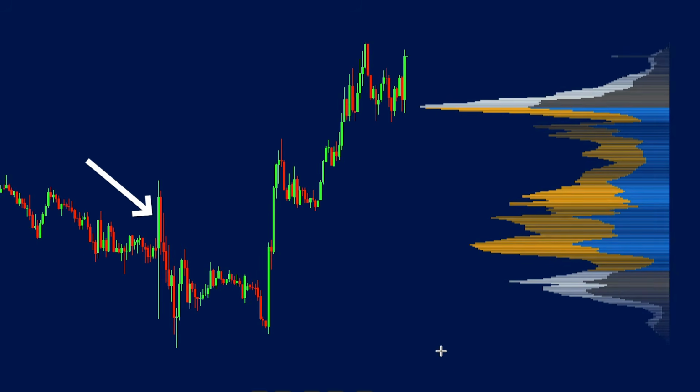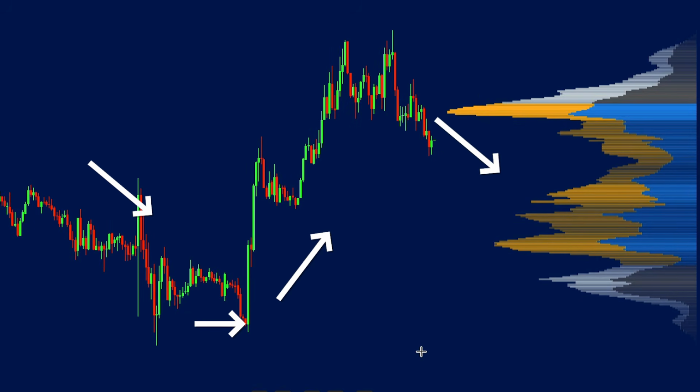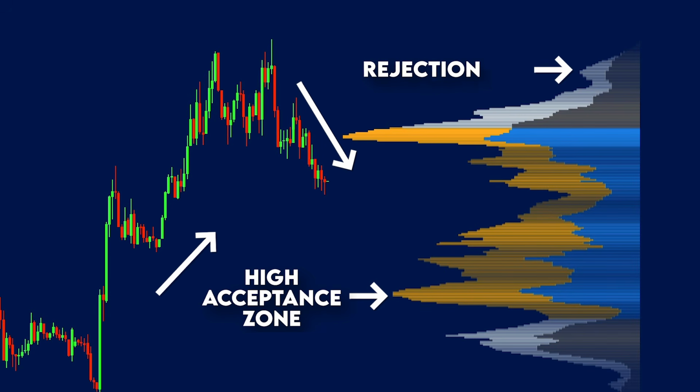This matters because markets don't trend in one clean cycle. They rotate, pause, rebalance, and then rotate again. This indicator lets you see each rotation separately, instead of blending them into one misleading structure.